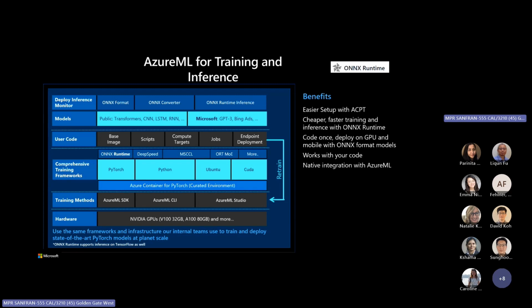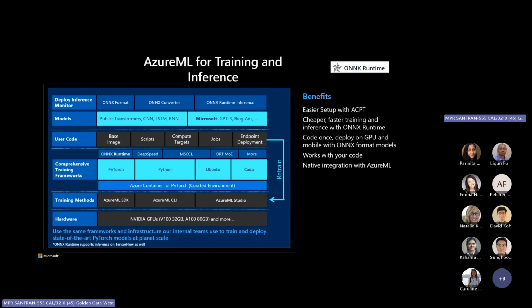So using this as the base image, you'll add your scripts for fine-tuning or training your models, whatever case you have, and you'll specify the compute targets, which will be the A100 GPUs or H100 GPUs, and specify your jobs. Once you have an output of the model, you can retrain your model. And once your model is finalized, you can convert it into the ONNX format and use ONNX Runtime inference to deploy your models for faster inference.